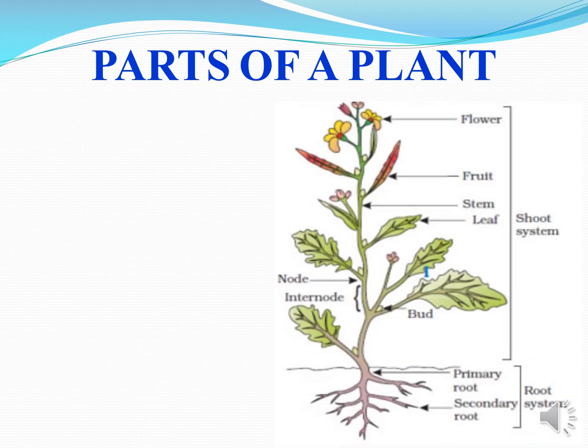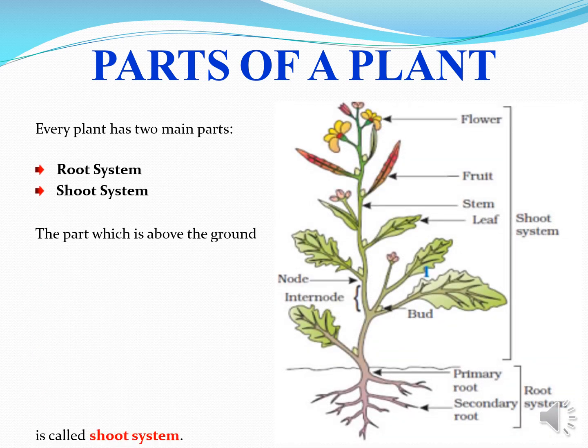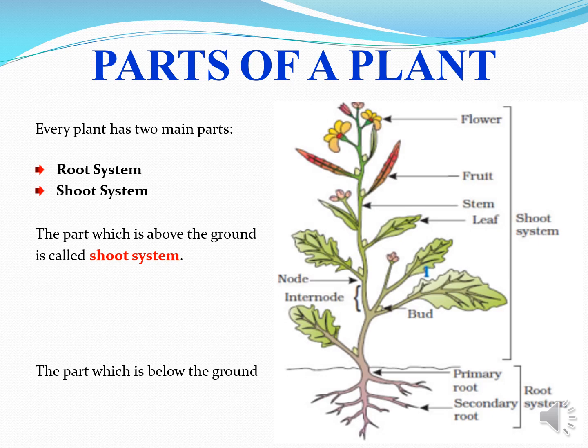Now we will discuss the parts of a plant. You can see the picture on the screen also. These are the two main parts of a plant. Children, like human beings, plants have different parts and each part has its own function. Every plant has two main parts. What are the two main parts? One is the root system and the next is the shoot system. What is this root system and shoot system?